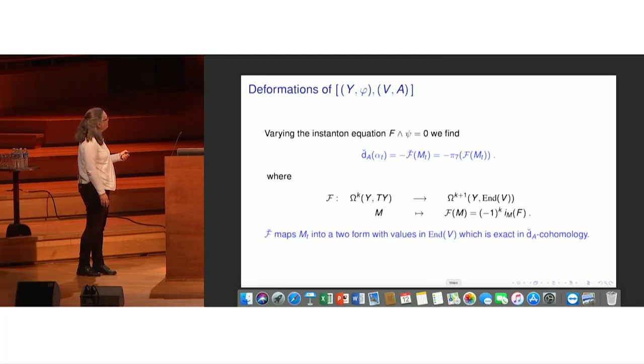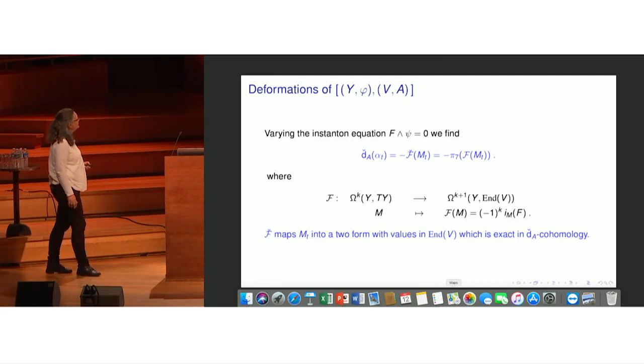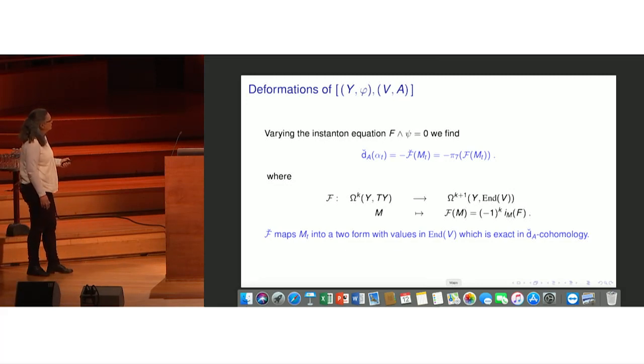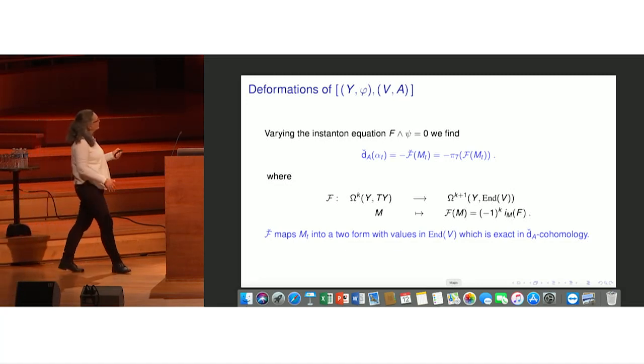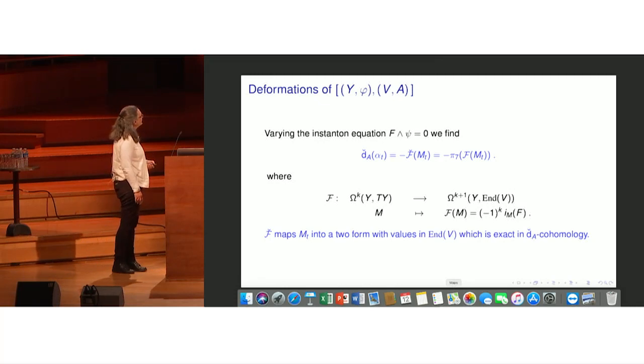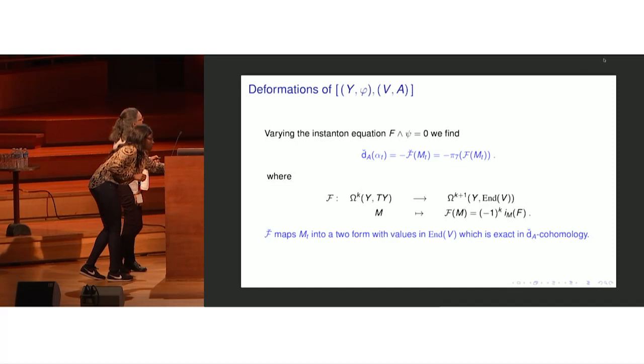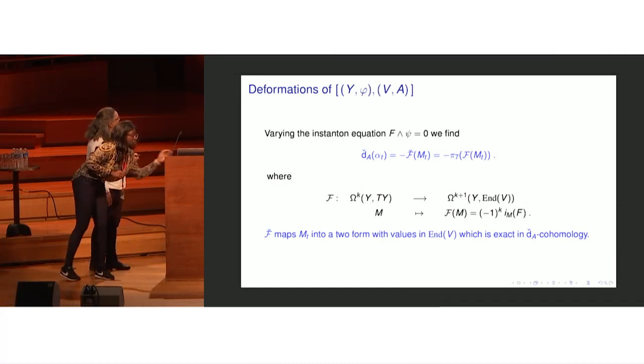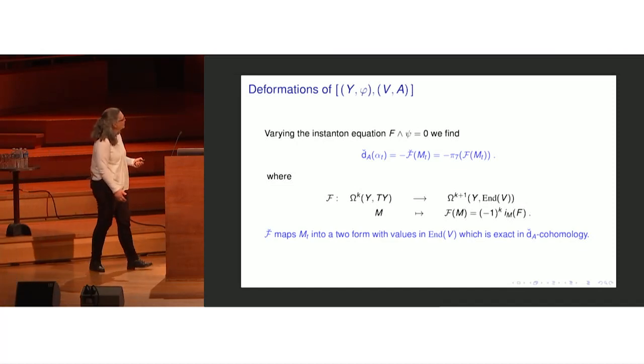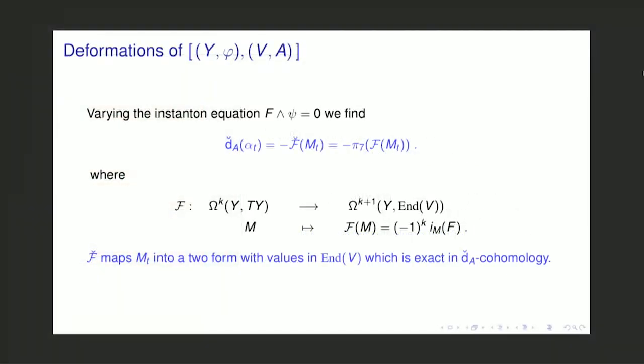This is the F map that we had before, and because this is a 2-form equation, you project into the 7-dimensional representation. I have to go back to the slides for you to see what F is. So this F hat maps a vector-valued 1-form into a 2-form with values in the endomorphisms of V, which is exact in the dA cohomology.